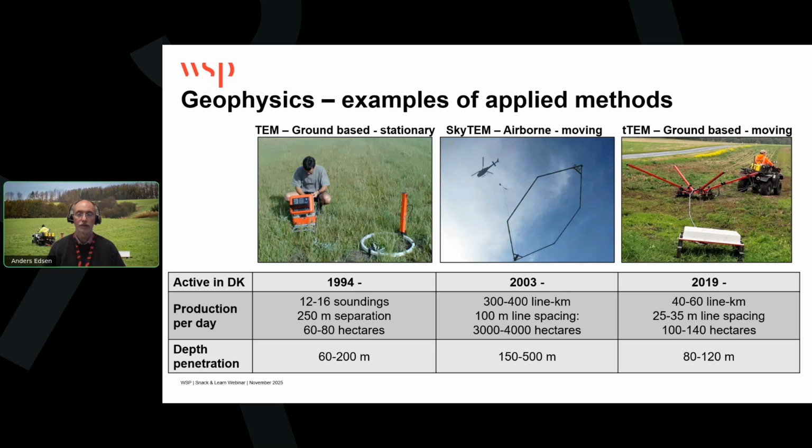Later, from 2019, the ground-based towed TEM method was introduced. With that, we can have a daily production of about 40 to 60 line kilometers. And with a 25 to 35 meter line spacing, that equals 100 to 140 hectares. Depth of penetration varies, but is between 80 and 120 meters.